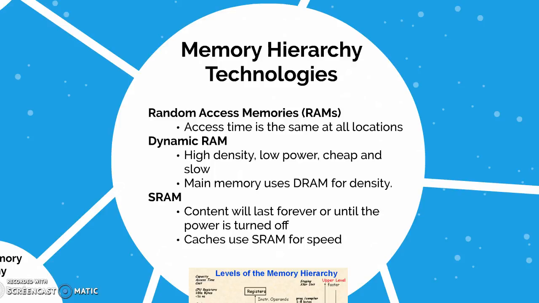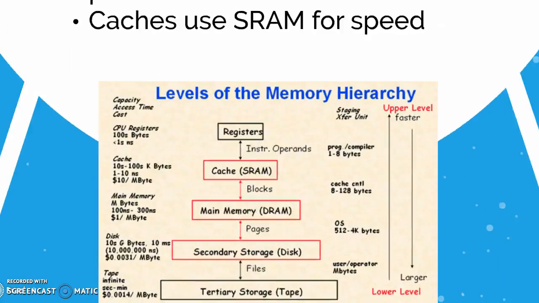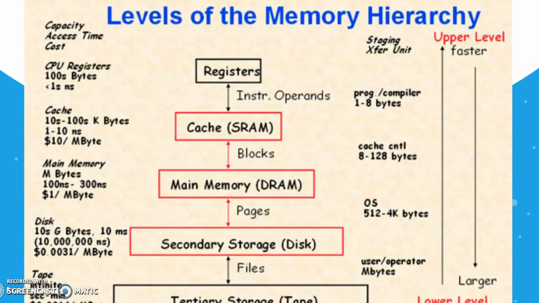As we can see here, we have the different levels of the memory hierarchy. Starting from the top, we have the registers, then the cache, which I stated above is the SRAM, the main memory, which is composed of the DRAM memory, secondary storage, which is a disk, and tertiary storage at the lowest level.